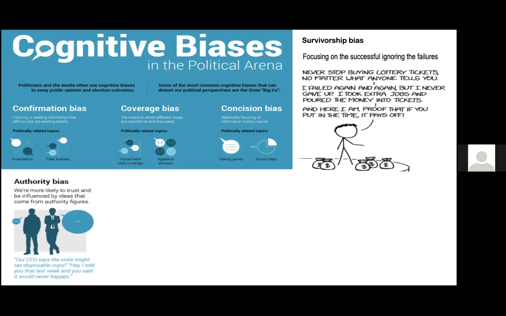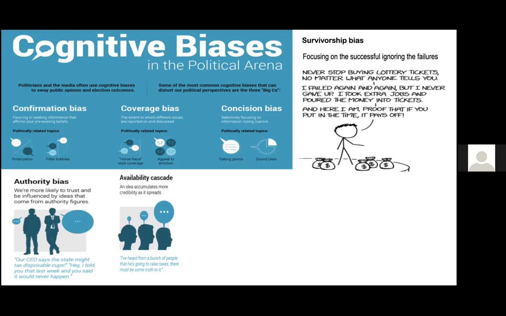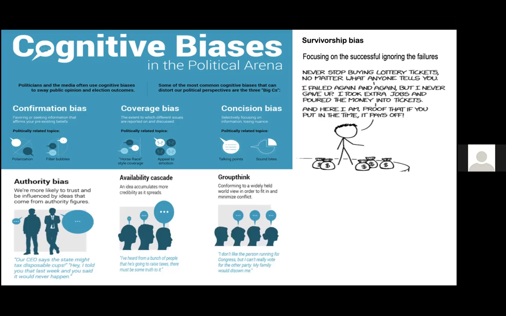So authority bias is another very important one. We'll be talking about this one. It's like people are more likely to trust and be influenced by the ideas that come from authority figures. Availability cascade, the idea that accumulates more credibility as it spreads. A typical example is when you say, I have heard from a bunch of people that he's going to raise taxes, so it must be true. It must be true because I have heard from a lot of people that something is going to happen.